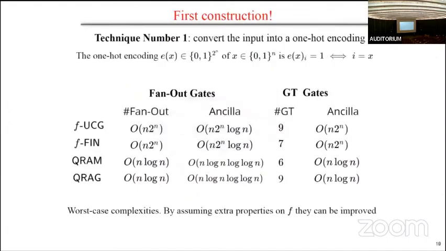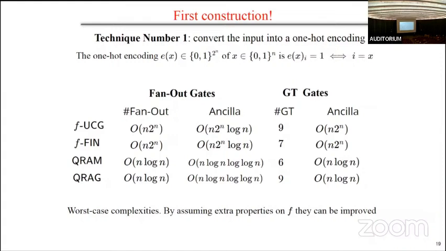Okay, so this is the first construction. We propose two kinds of constructions for these gates. The first construction is very simple: convert your target input into its one-hot encoding. So what is the one-hot encoding of a certain string? Take a string X, its one-hot encoding is an exponentially large string in which you place a one at the entry whose coordinate equals the original string X, up to some ordering.